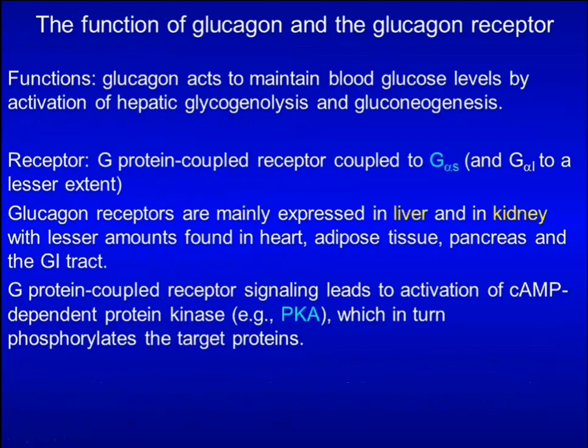Major functions of glucagon is to maintain blood glucose level by activation of hepatic glycogenolysis and gluconeogenesis. Glucagon receptor is a G-protein coupled receptor coupled to Gs. Glucagon receptor is mainly expressed in the liver and kidneys where gluconeogenesis takes place.